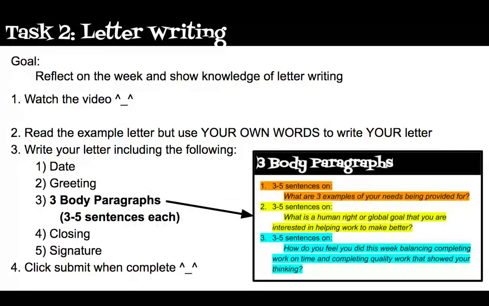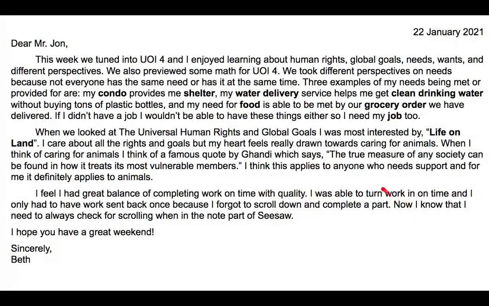So going back to what should be inside, I should have 3 examples, and I think I might even have 4. Now we're going to look at our second body paragraph, and it should contain a human right or global goal that you're interested in helping work to make better. When we looked at the universal human rights and global goals, I was most interested by life on land. I care about all the rights and goals, but my heart feels really drawn towards caring for animals.